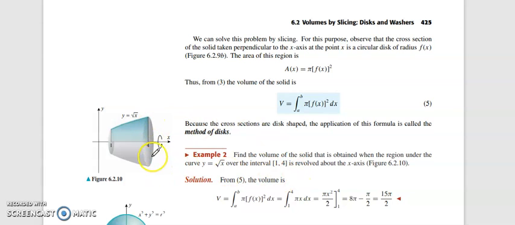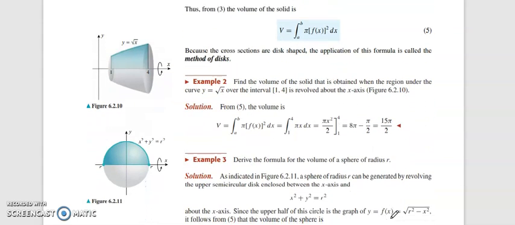So now f of x is root x. So volume will be the integral from 1 to 4 of pi root x whole square dx, that is pi f of x whole square dx. So that will be the integral from 1 to 4 of pi x dx. Upon integrating you will get pi x square by 2 where x varies from 1 to 4. Applying the limits you will get pi by 2 into 16 minus 1. So that is 15 pi by 2. So that is the required volume.